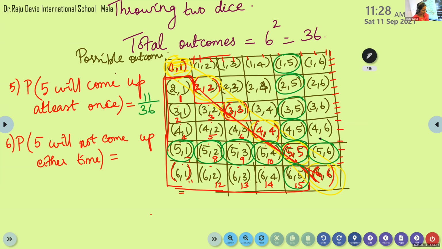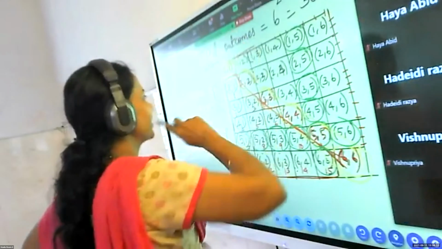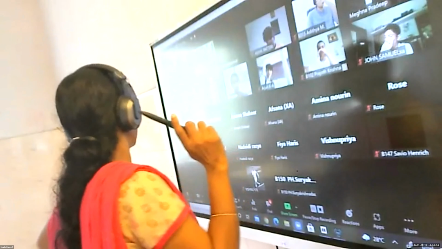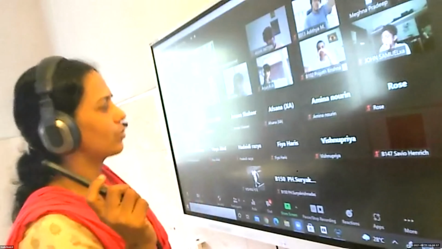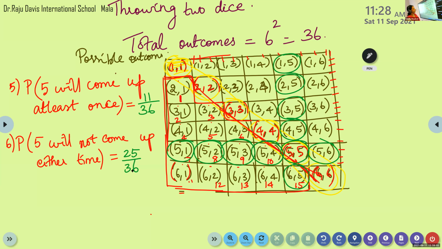Now answer the second one, sixth one. 25 by 36. Is it correct, Meghna? Yes, ma'am. What did she say, Meghna? I can't hear it clearly. Meghna, what are you saying there? Is it correct, Meghna? 25. You check it. Do it and check the answer and give me the reply.